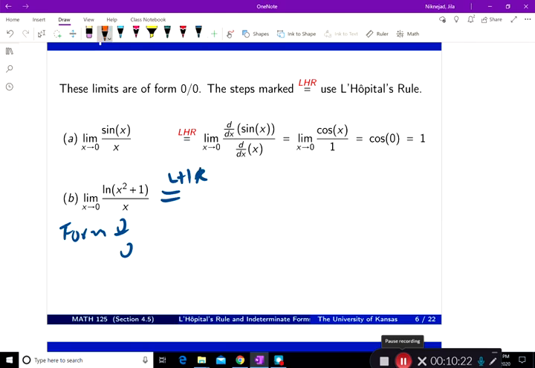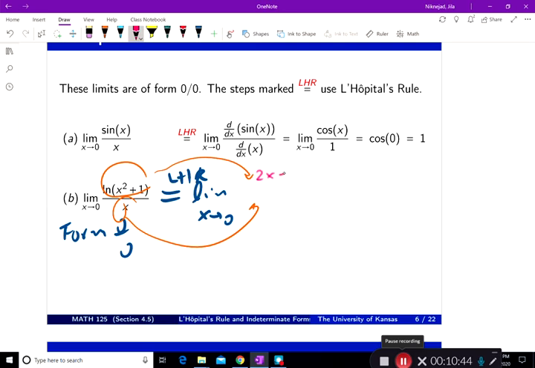Again, take the derivative of the numerator, put it over here, derivative of the denominator, put it over here. Don't forget to put in your limit, because this is not equal unless there is a limit between them. The limit is there. And so now here, derivative of natural log of x squared plus 1, the derivative of the inside, which is 2x plus 1, divided by the inside. Derivative of x is going to be 1. And now I have this limit. Two ways of doing this.